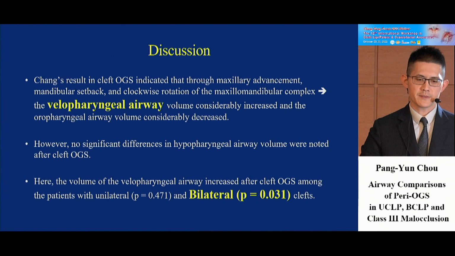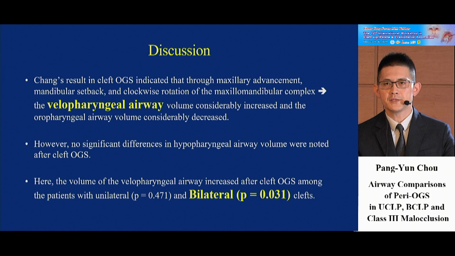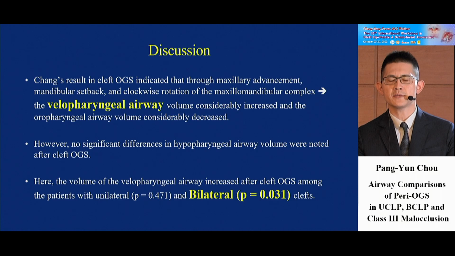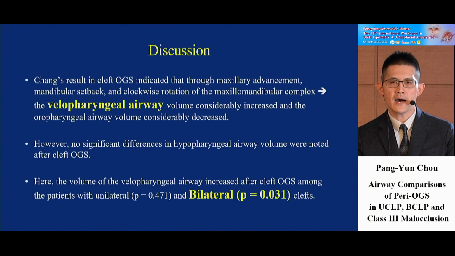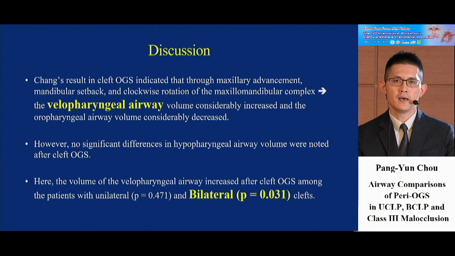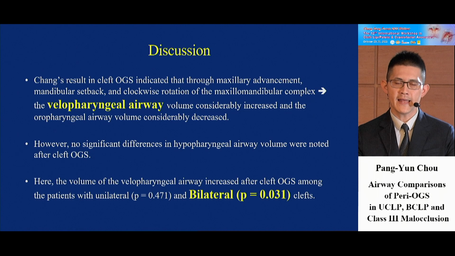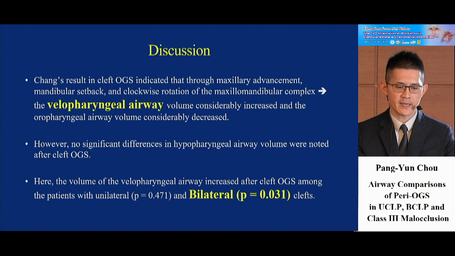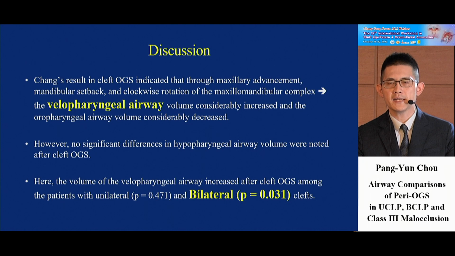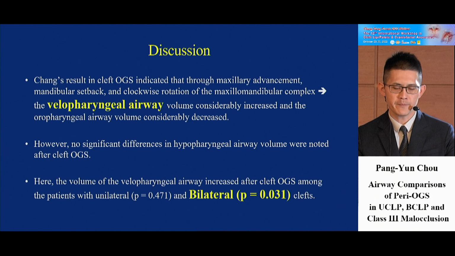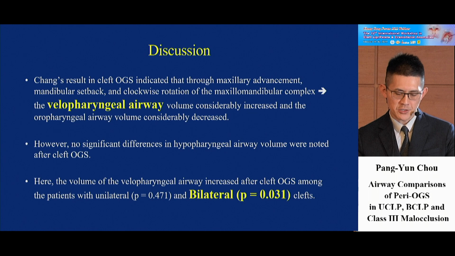So in the discussion, based on Professor Frank Chen's study in 2016 in Scientific Reports, the velopharyngeal airway seems the most important part to influence the airway performance, and that could induce obstructive sleep apnea afterward. Compared to the oropharynx and the hypopharynx, the velopharynx is more essential. And in our study here, in the intra-group comparison, BCLP could show a significant increase of velopharyngeal airway volume, but the UCLP showed a similar result.